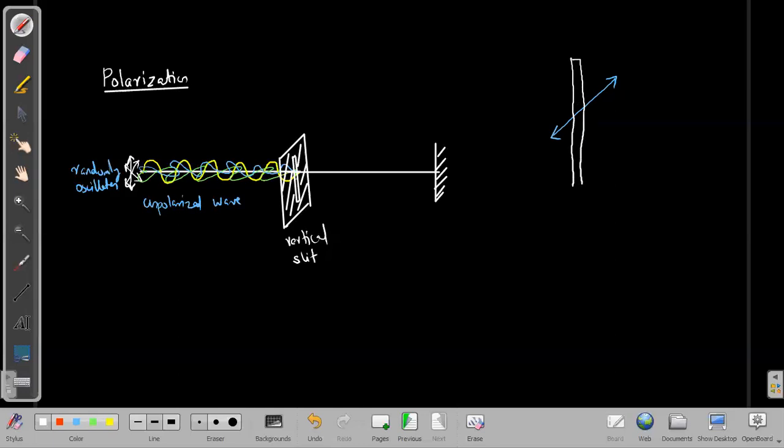The slit is vertical. Then you can resolve this inclined oscillation into two components: a horizontal oscillation and a vertical oscillation. This kind of resolution you already know. Suppose this angle is theta, and the incident amplitude is A, then this would be A cos theta.